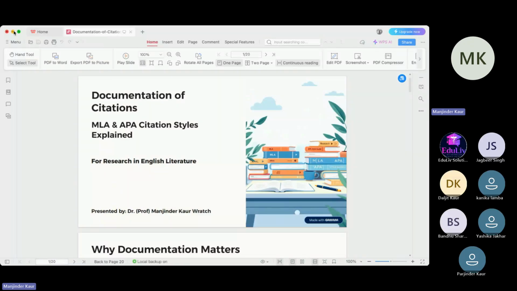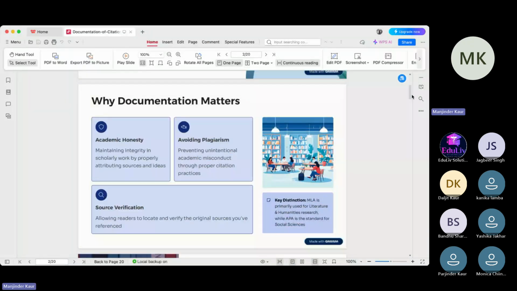So our today's topic is documentation of citations. MLA and APA citation styles are going to be explained. It's written here for research in English literature. We need to add on for research in English literature and social sciences. Coming to our first slide, why documentation matters. Why documentation is very important in a thesis, a research paper, or any academic piece of writing.